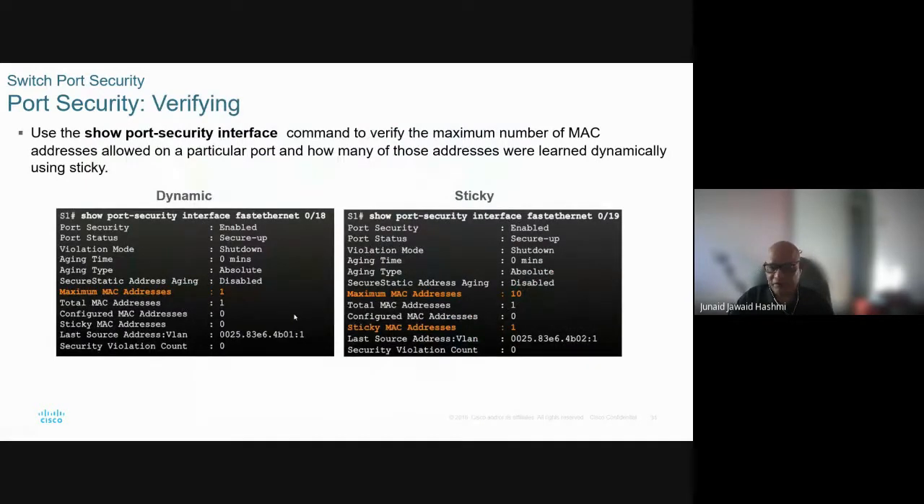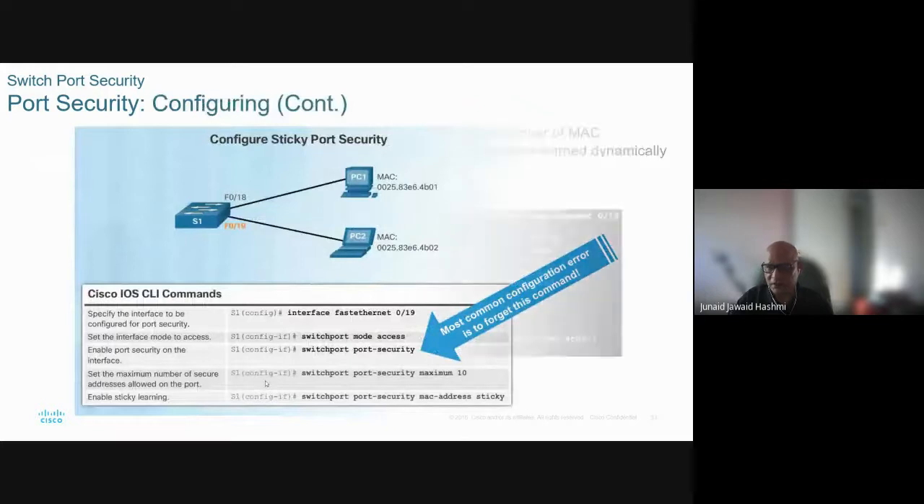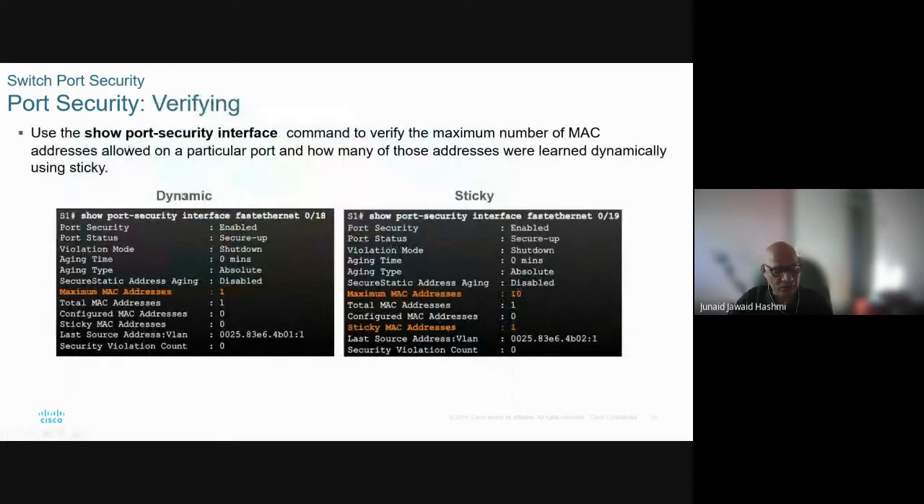So once you configure your port security, these are the commands to verify your configuration. Show port-security interface. Okay. And you see maximum MAC addresses is 1, port security is enabled, port status is secure-up. Last source address VLAN 0005. This is dynamic and this is sticky. Okay.